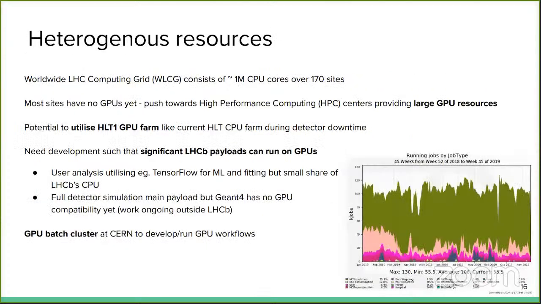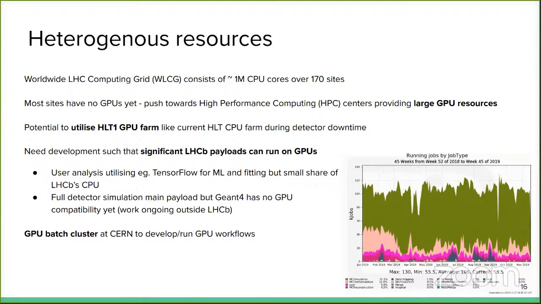A quick note on our heterogeneous resources. As we know from the last talk, on the grid we have 1 million CPU cores at over 170 sites. Most of these sites have no GPUs yet, but there is a push towards high performance computing centers, which could in principle provide large GPU resources.